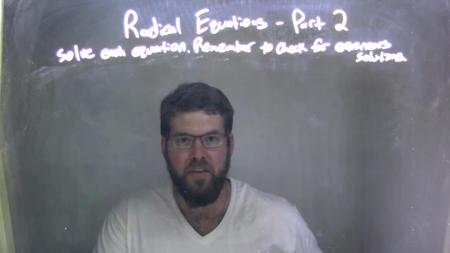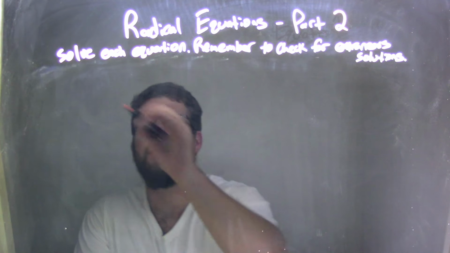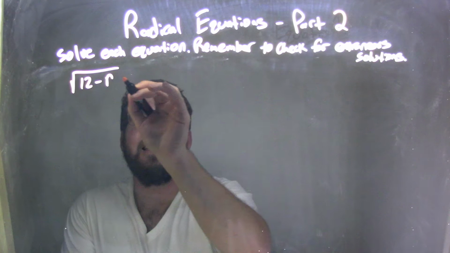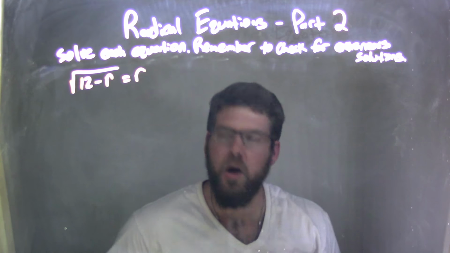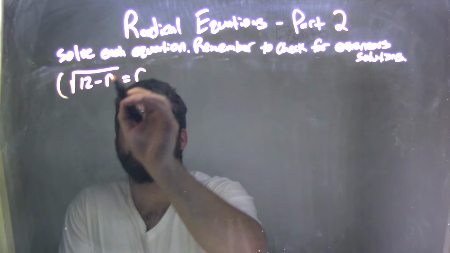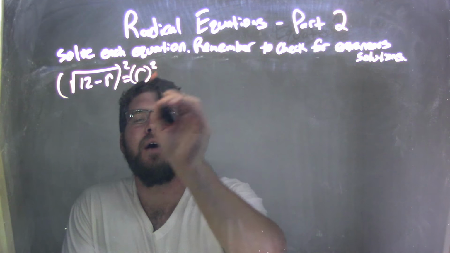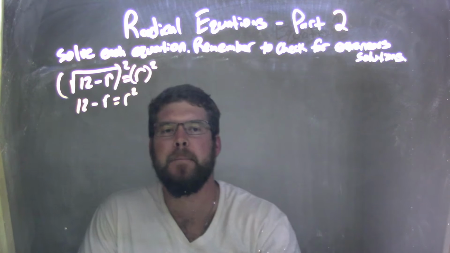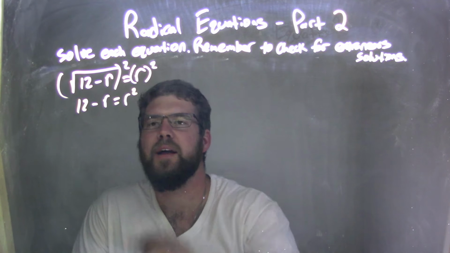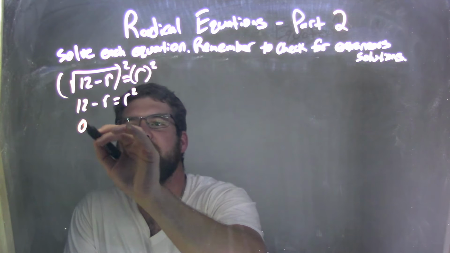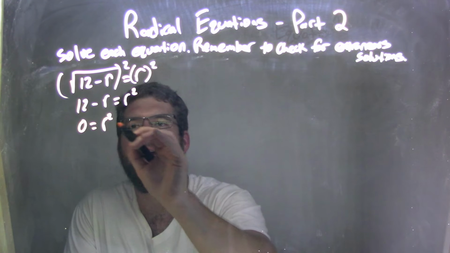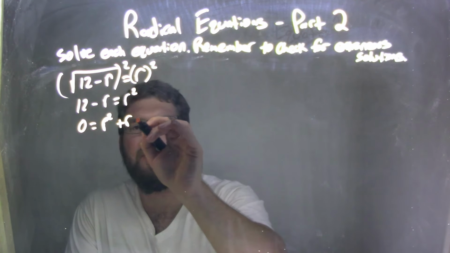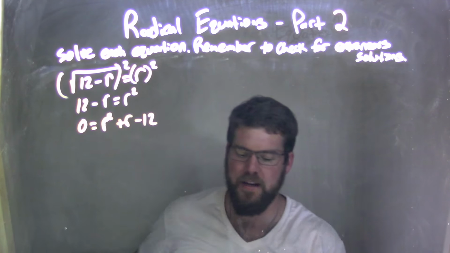So if I was given this equation, the square root of 12 minus r equals r. Well, if I square both sides, I can eliminate the radical, giving me 12 minus r equals r squared. And then from there, I have to bring everything over to one side. So 0 equals r squared plus r minus 12. So I need to factor that.